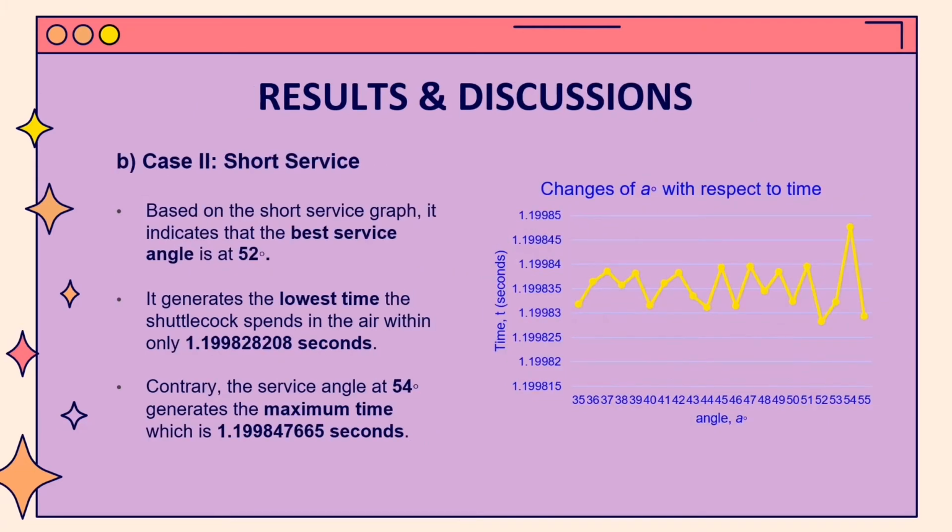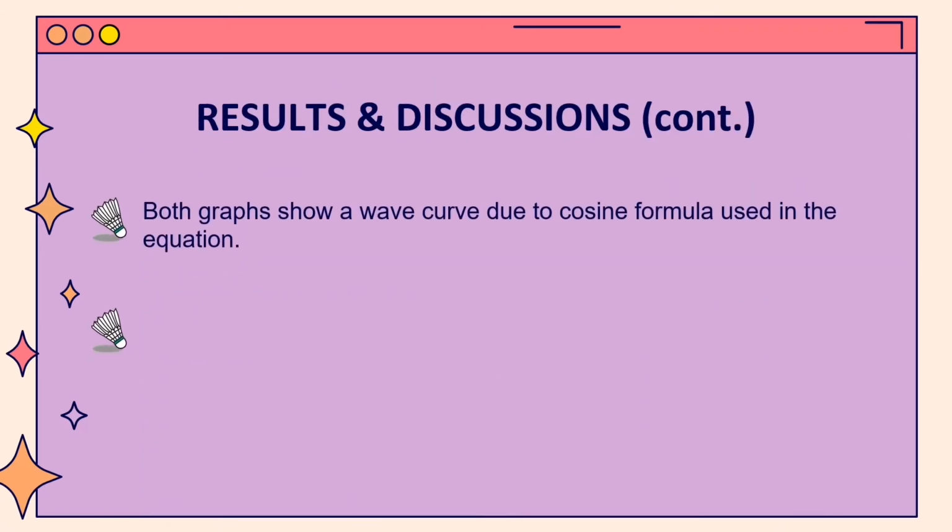Case 2, short service. Based on the graph, it indicates that the best service angle is at 52 degrees with the lowest time of 1.199828208 seconds. Contrarily, the service angle at 54 degrees generates the maximum time, which is 1.199847665 seconds. Both graphs show a wave curve due to the cosine formula used in the equation.